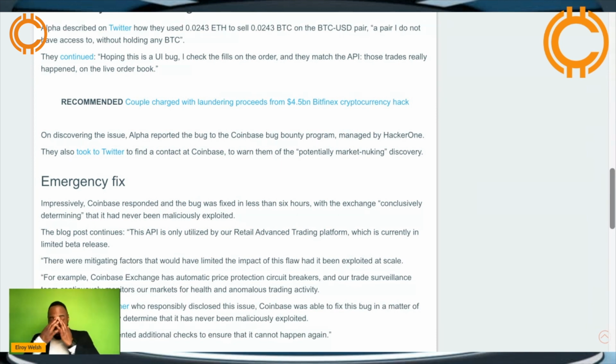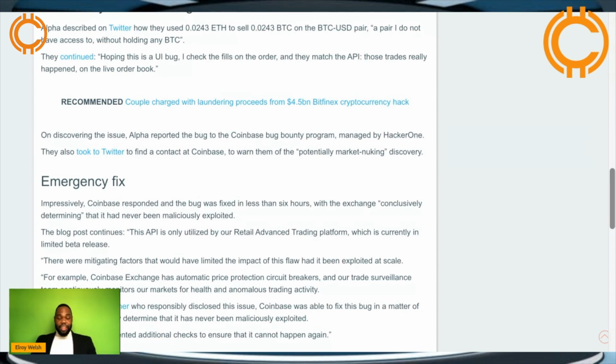Now, this is crazy. Literally, if they hadn't told people at Coinbase and let people know about this, that means some people could have actually been just making money out of thin air, not holding any Bitcoin whatsoever, and still doing trades that are making them get Bitcoin when they don't have it whatsoever. It's insane.